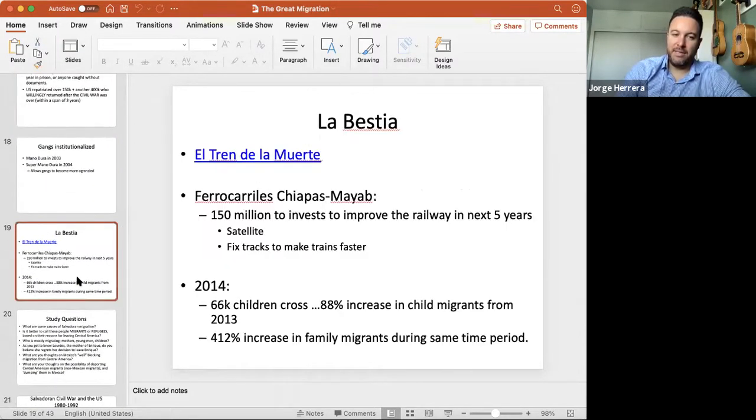Let's talk about La Bestia for a second. Ferrocarriles Chiapas Mayab will invest 150 million to improve the railway in the next 5 years, which means satellites, which we talked about, and fixing the tracks to make the train faster. The tracks and the trains carry goods. Does it really matter how fast they get there?